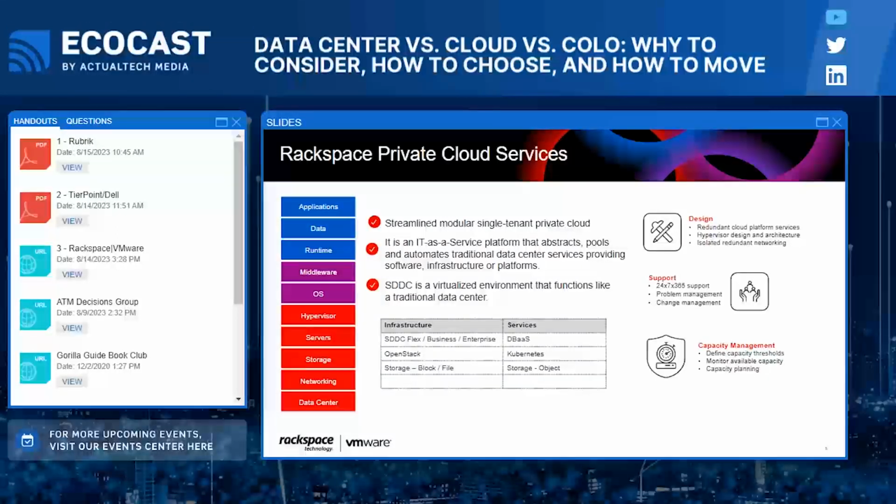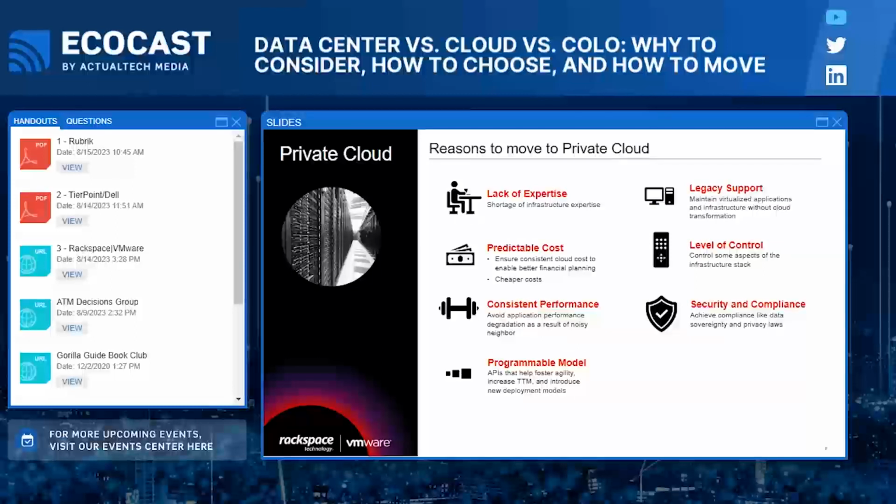Quick time check. Okay. So reasons to move to the private cloud as opposed to maybe a public cloud or a colo. I think one key reason is a shortage of infrastructure expertise. If you do not want to worry about servers and there's nothing specific around managing servers, you could just outsource that to a company like Rackspace, and we'll give you a virtual platform where you can have an SDDC where you can provision and configure your infrastructure in a virtual manner.